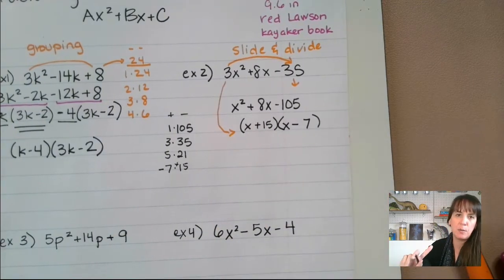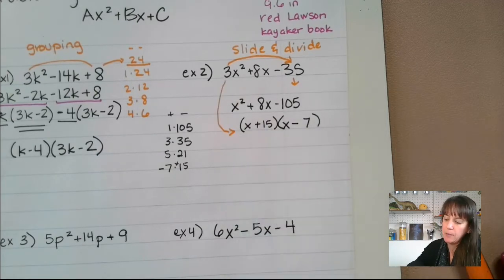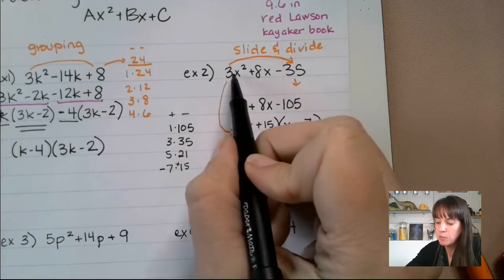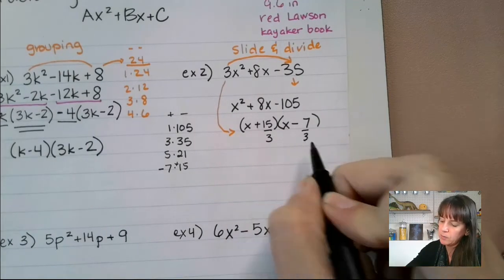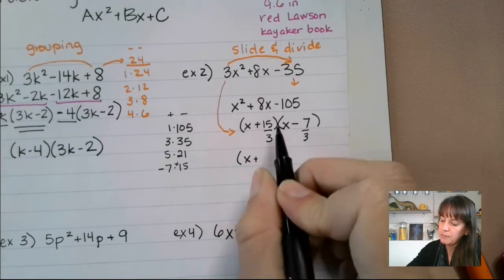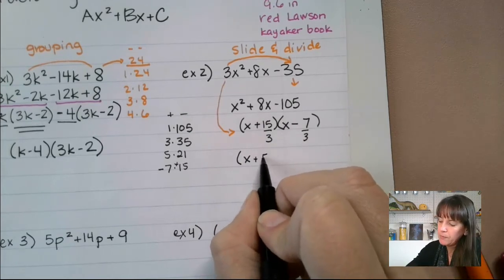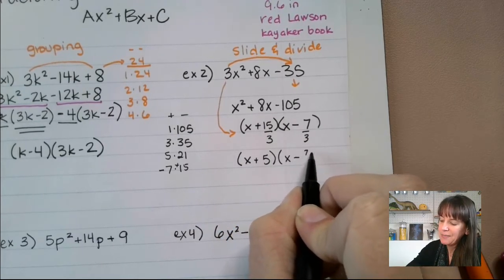Now, remember I said I always forget to divide. That's why I drew myself that little arrow. Because we multiplied 3 times 35 here, we have to divide. So we're going to divide this guy by 3, divide this one by 3. X plus 15 over 3 is just 5. And then we get x minus 7 over 3.